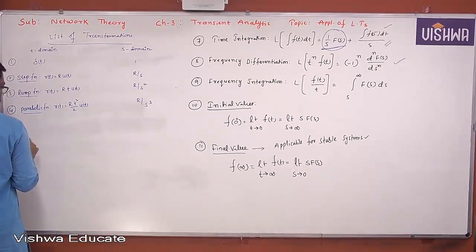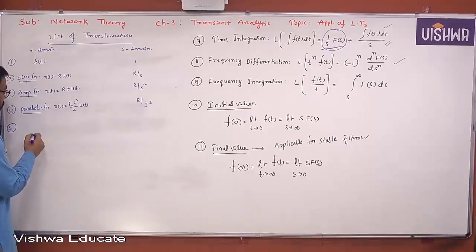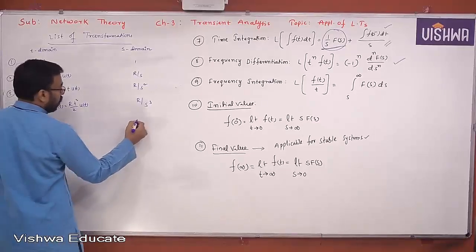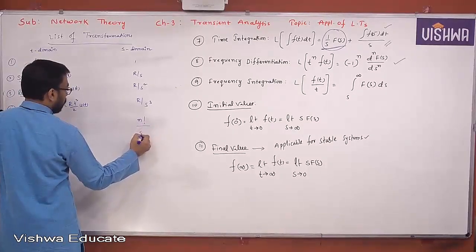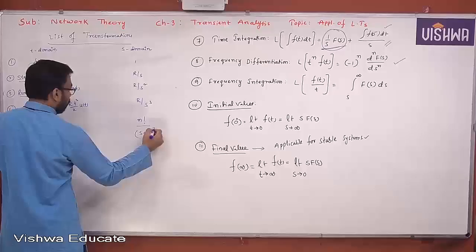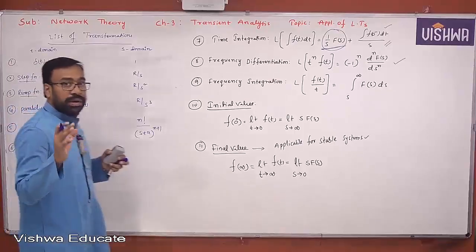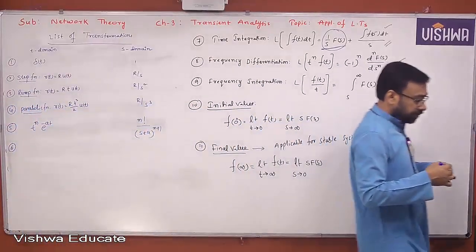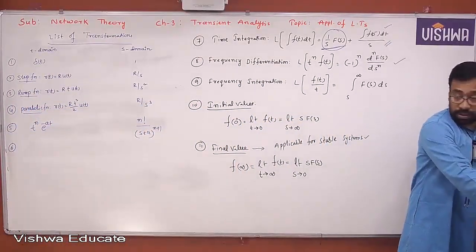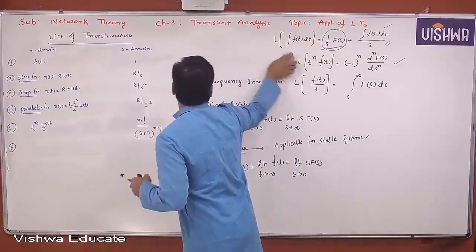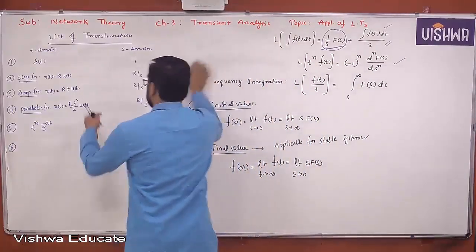Fifth one is t power n e power minus at, then you get n factorial by s plus a whole power n plus 1. And all of you must remember all this. One should really memorize all these things. Let me erase this one. Please note down quickly.